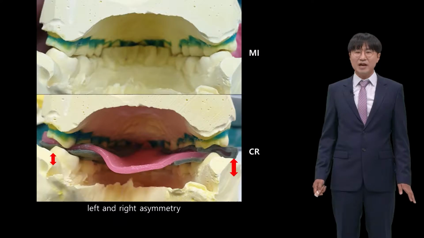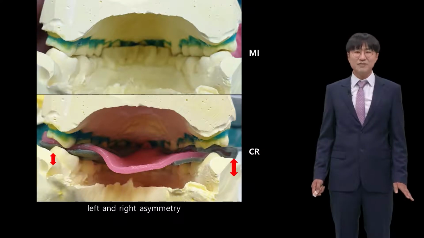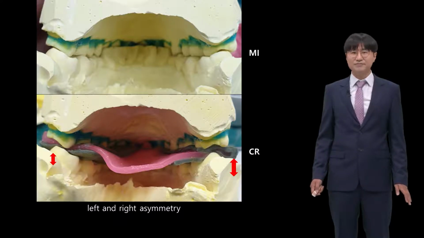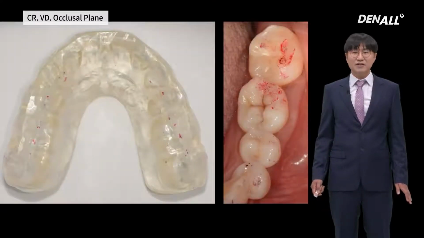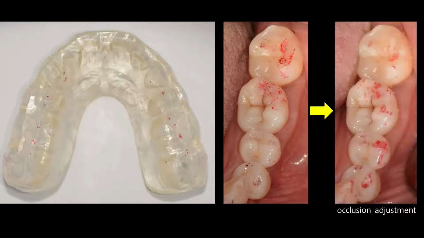If you look at the model, as you saw in the previous video, it was at a position where reproducibility can be clearly achieved, but left-to-right asymmetry was severe. So I considered it CR-MIP discrepancy. A splint was used which revealed the discrepancy of occlusion, and occlusal adjustment was made. Until the splint was used, the occlusion was okay to premolars or canines, but using the splint, the discrepancy in occlusion was revealed, so occlusion was adjusted.